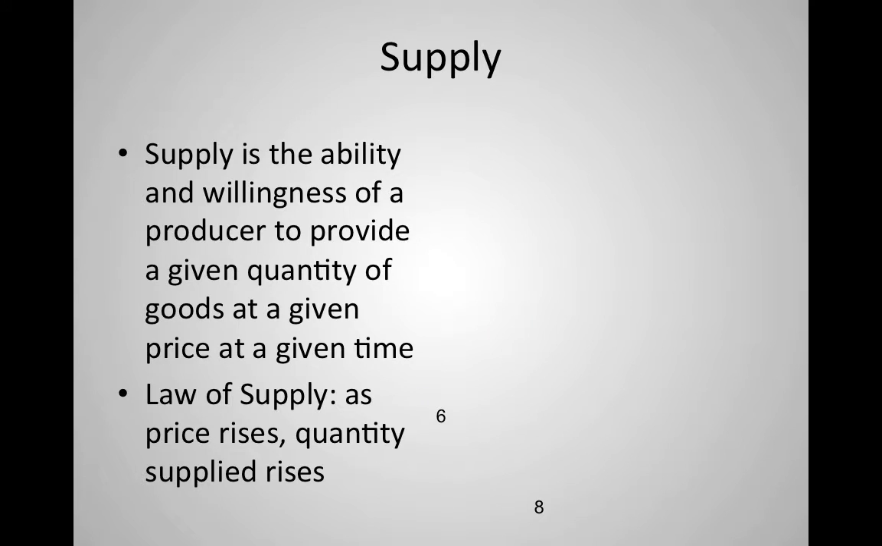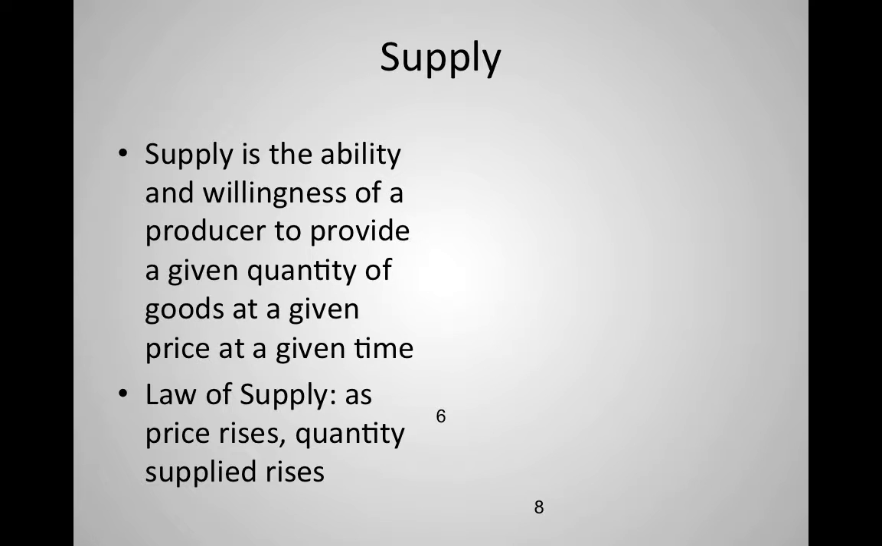All right, we're back with the second part of the lecture. We went over demand, and now we're going to go over supply. As you might have guessed, the first thing to get into is the definition and the law of supply. Supply is the ability and willingness of a producer to provide a given quantity of goods or services at a given price at a given time.